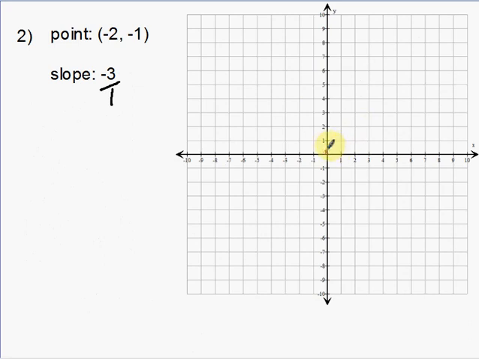So I start with my point, which is -2 and -1, and I go over -2 and then down -1. So that's my first point. I'm going to make it red. All of your points will be the same color. Okay, from there my slope says that I have to go down 3, 1, 2, 3, and then over +1. Do it again. 1, 2, 3 over +1.